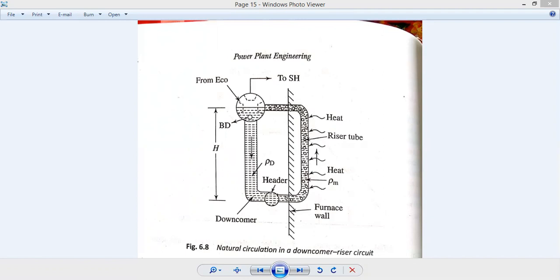Now the rho bottom is equal to rho D, density at the bottom is equal to density of the downcomer, and rho top is equal to 1 by v top. v top is equal to v f plus x top into v fg. x top is the quality of the mixture, quality of steam, at the top of the riser, and is often referred to as the top dryness fraction itself.